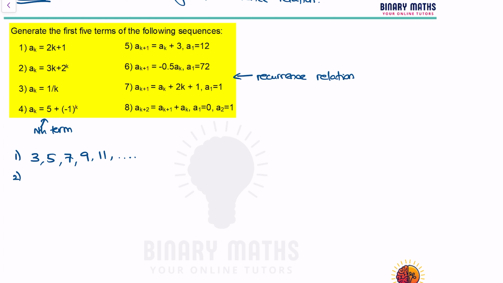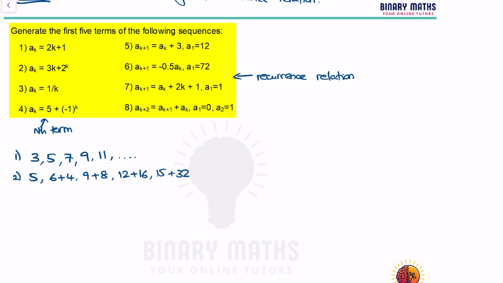Two is a_k equals 3k plus 2 to the power of k. So the first one will be 3 times 1 plus 2 to the power of 1, which is 3 plus 2, which is 5. Second one will be 3 times 2. Maybe I should show my working out. 3 times 2 is 6. 2 squared is 4. 6 plus 4. Next one will be 3 times 3, which is 9, plus 2 to the power of 3, which is 8. Next one will be 3 times 4, which is 12, plus 2 to the power of 4, which is 16. And the last one that I need will be 3 times 5, which is 15, plus 2 to the power of 5, which is 32.